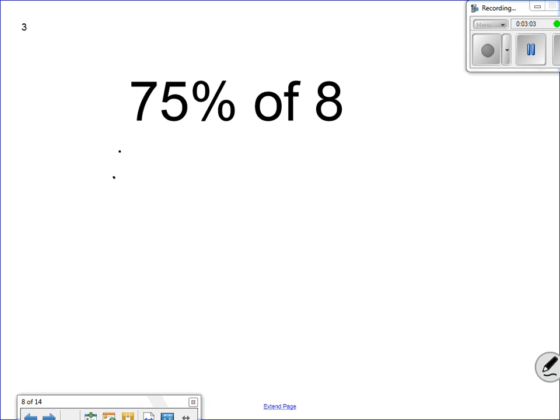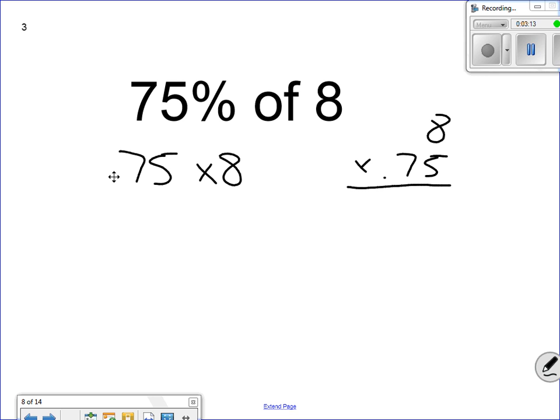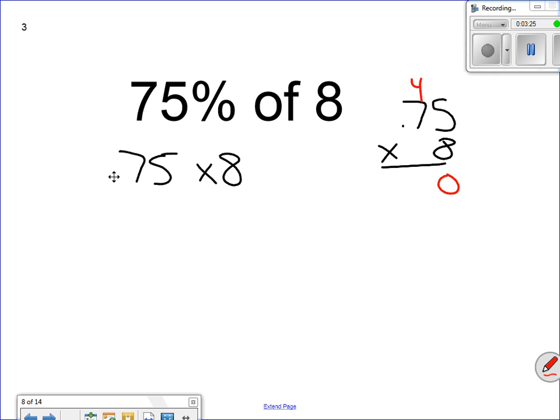75% of 8. 0.75 times 8. Some of you have been writing your problems like this. Please don't do that. It's so confusing when you're doing long multiplication. Put the 0.75 on top, which is just fine, and you're going to multiply that by 8. 8 times 5 gives me 40. 8 times 7 gives me 56, plus 4 is 60. 2 spots, decimals there, 2 spots, 6. 6 is my answer. 75% of 8 is 6.